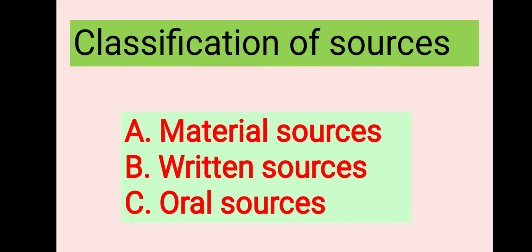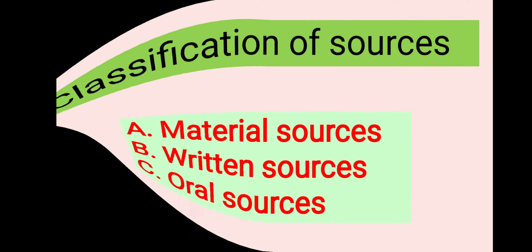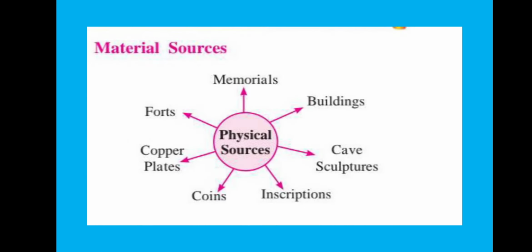Whatever history you learn, it should be authentic or based on proof. These proofs are known as sources of history. These sources of history are divided into three main parts. The first is material sources, the second is oral sources, and the third is written sources. Let's learn one by one. The first one is material sources.